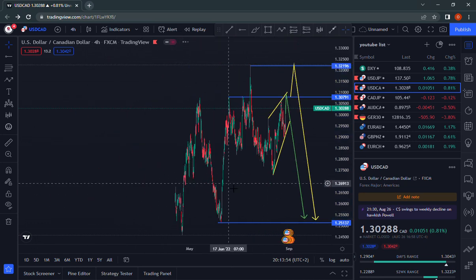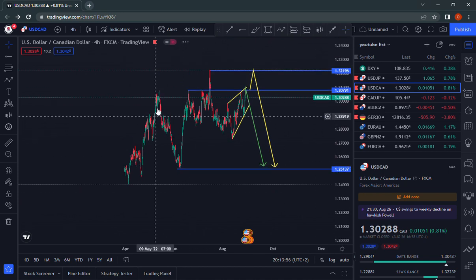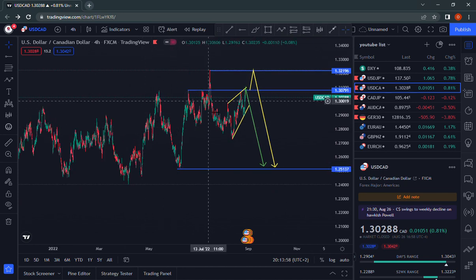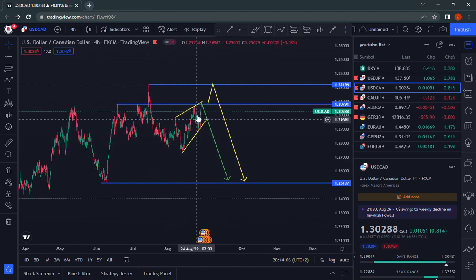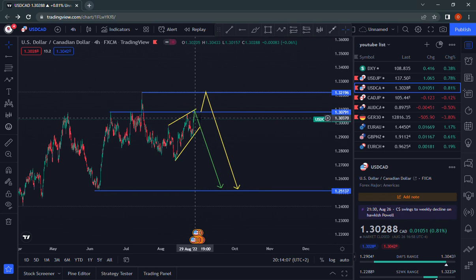I would really like to see it go down from the head and shoulder, because it has been playing around with the head and shoulder, and it likes playing with head and shoulders. Through history, I've seen how it played. Even the previous price played with head and shoulder. So now I would expect it to do the same.